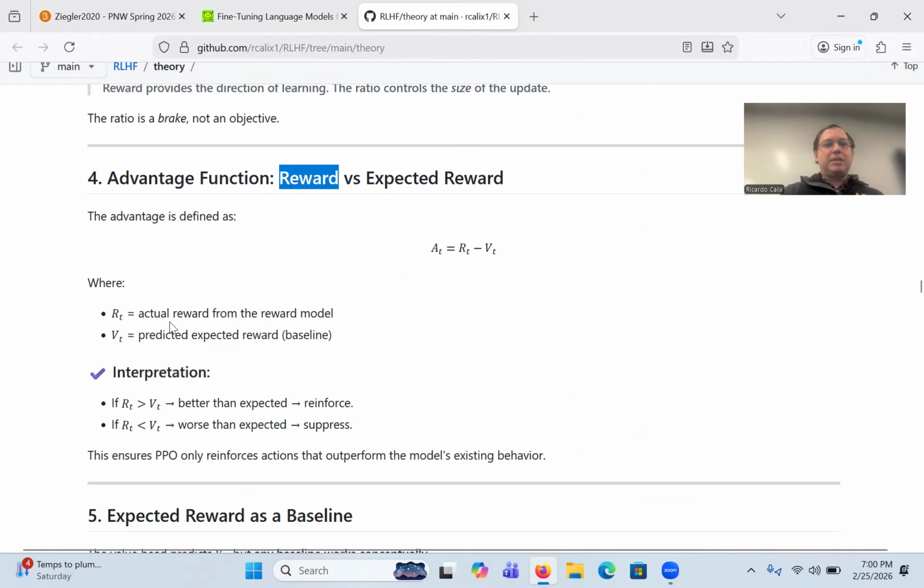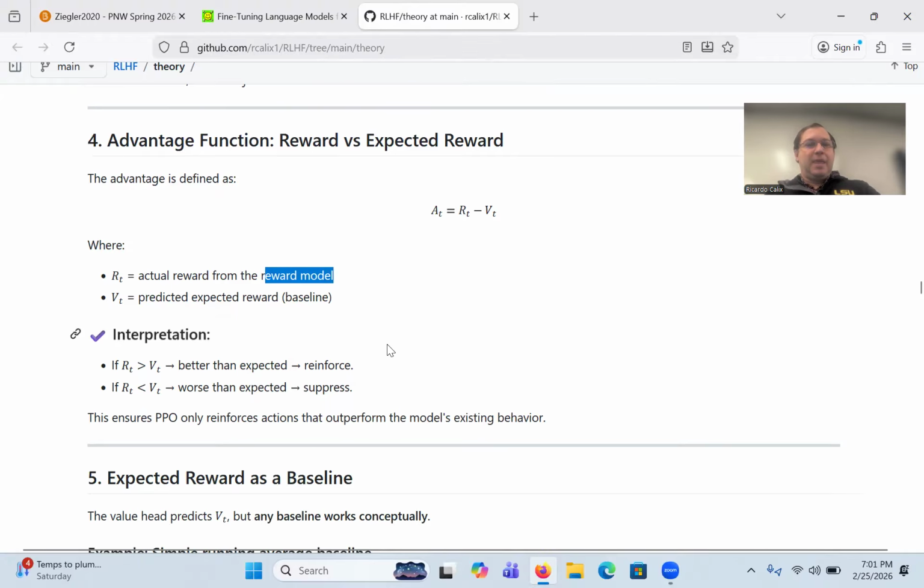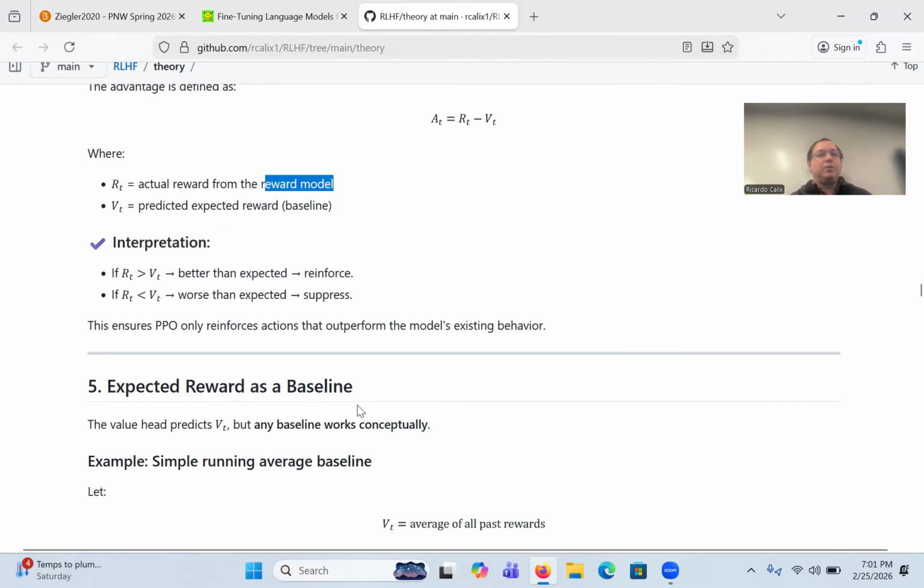So RT is the actual reward from the reward model. In our case, this is the BERT, correct? And VT is the predicted expected reward, some kind of a baseline. So in the interpretation, if RT is greater than VT, it's better than expected. The reward was better than what you usually get. If it's less than that, it's worse than expected. So it's some kind of suppression or reinforcement. Do you guys see that? All right, this ensures PPO only reinforces actions that outperform the model's existing behavior. That's another way of putting it, right?